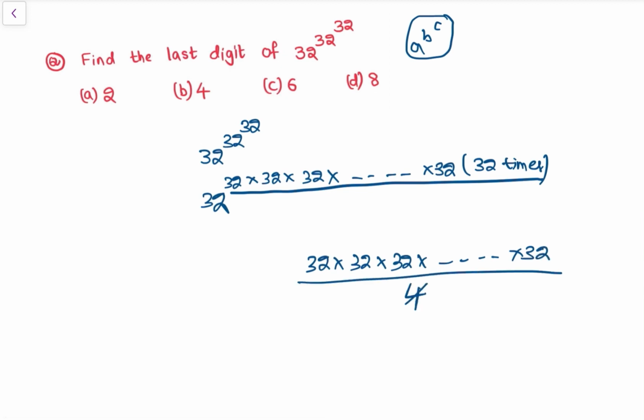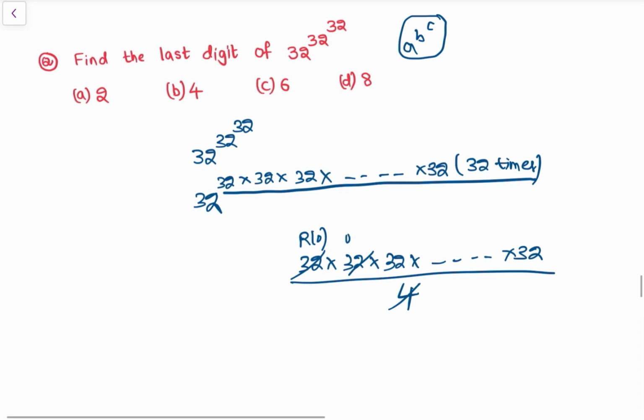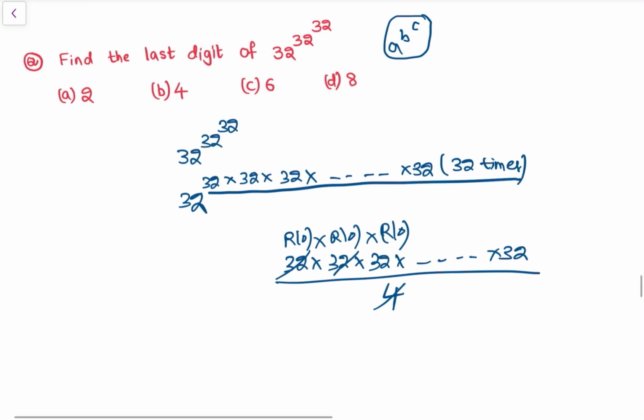So 4 8s are 32. So what will the remainder be? The remainder is 0. Here also the remainder is 0, 0 into 0. So the remainder is 0. While doing the remainder topic you will get more clarity.